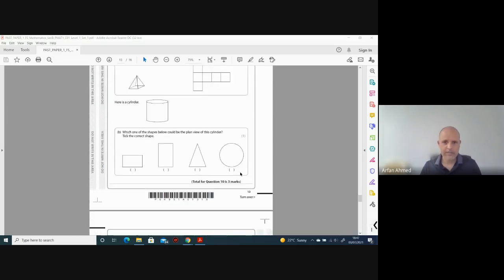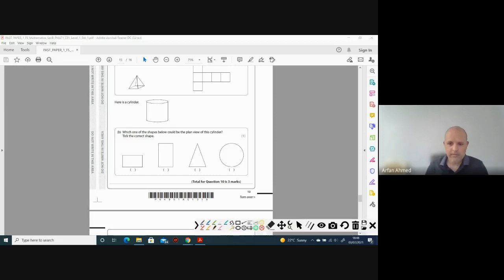And then it says, here is a cylinder. Which one of the shapes below could be the plan view of this cylinder? Tick the correct shape. Well, we need to know what plan view means. Plan view is looking from the top. So you're looking from there. What does it look like? Well, it looks like a circle. So tick that there. 1 mark, dead easy.